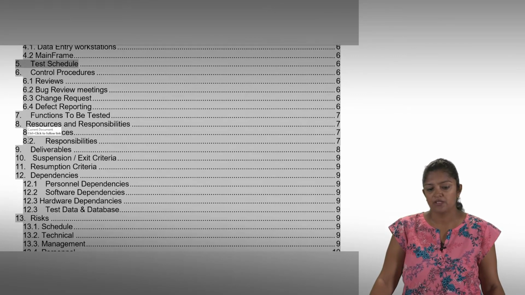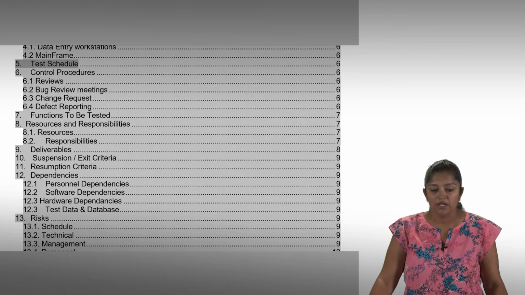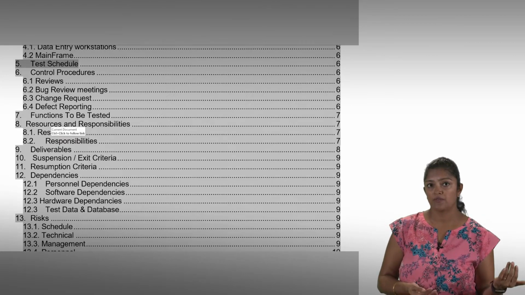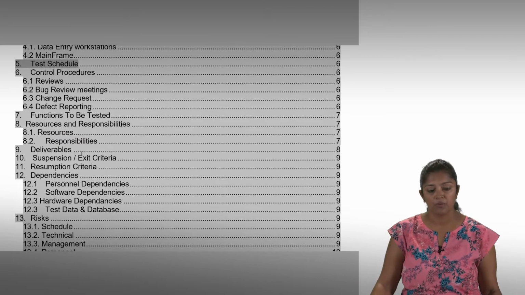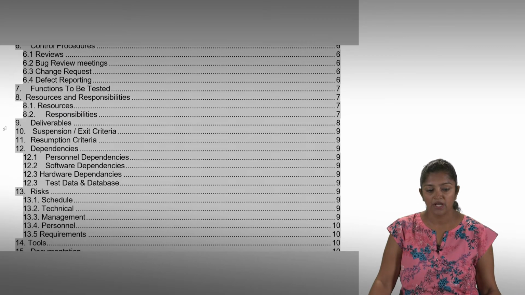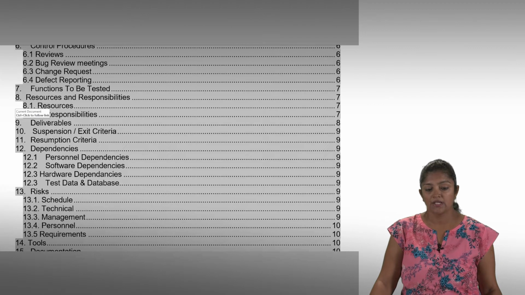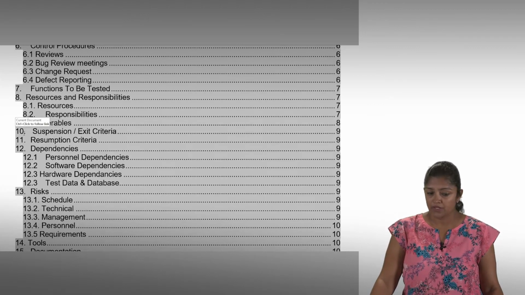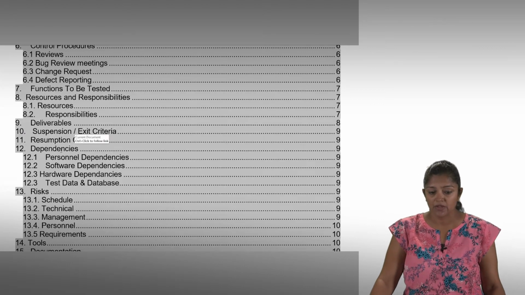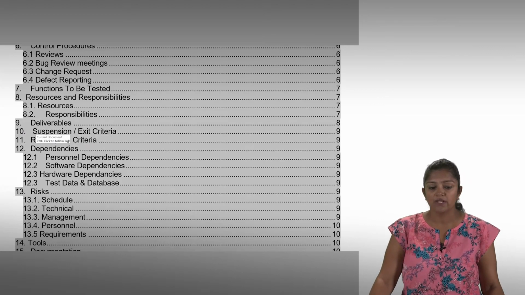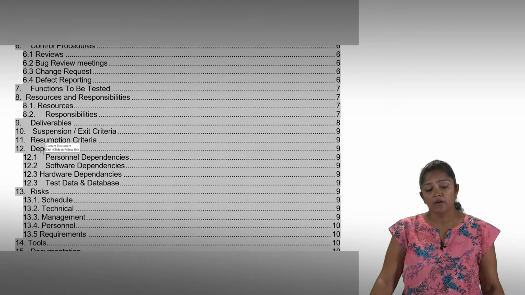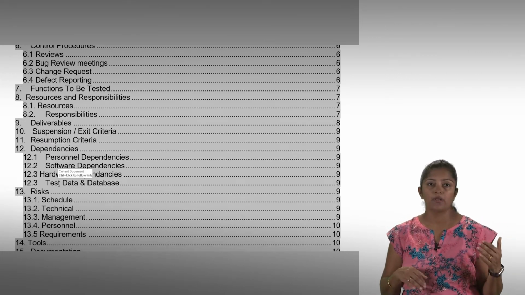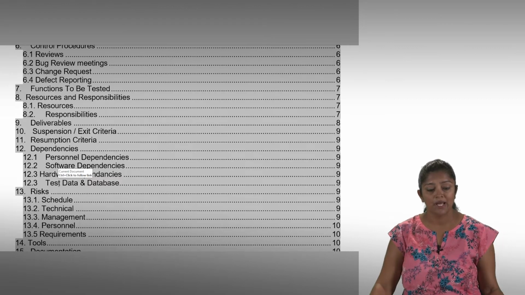Section 7 has a list of all the functions to be tested. Section 8 has information about resources. What are the resources available, and who's responsible for what? So that's specified in Section 8. Section 9 has a list of deliverables. What is it that's going to be finally delivered? Section 10 is suspension and exit criteria. There's resumption criteria.